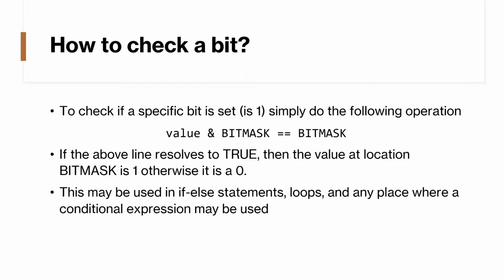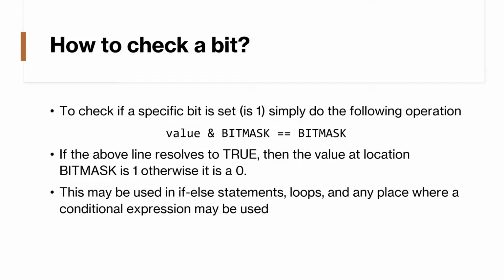And then perhaps the most important operation is how to check a bit, because being able to check a bit is the point of this whole section of this lecture. If we can check a specific bit, then that's how we're going to eliminate the need to have all these Boolean variables ready to go. So to check if a specific bit is 1, all you have to do is value AND the bit mask, and then check if the result is equal to the bit mask.